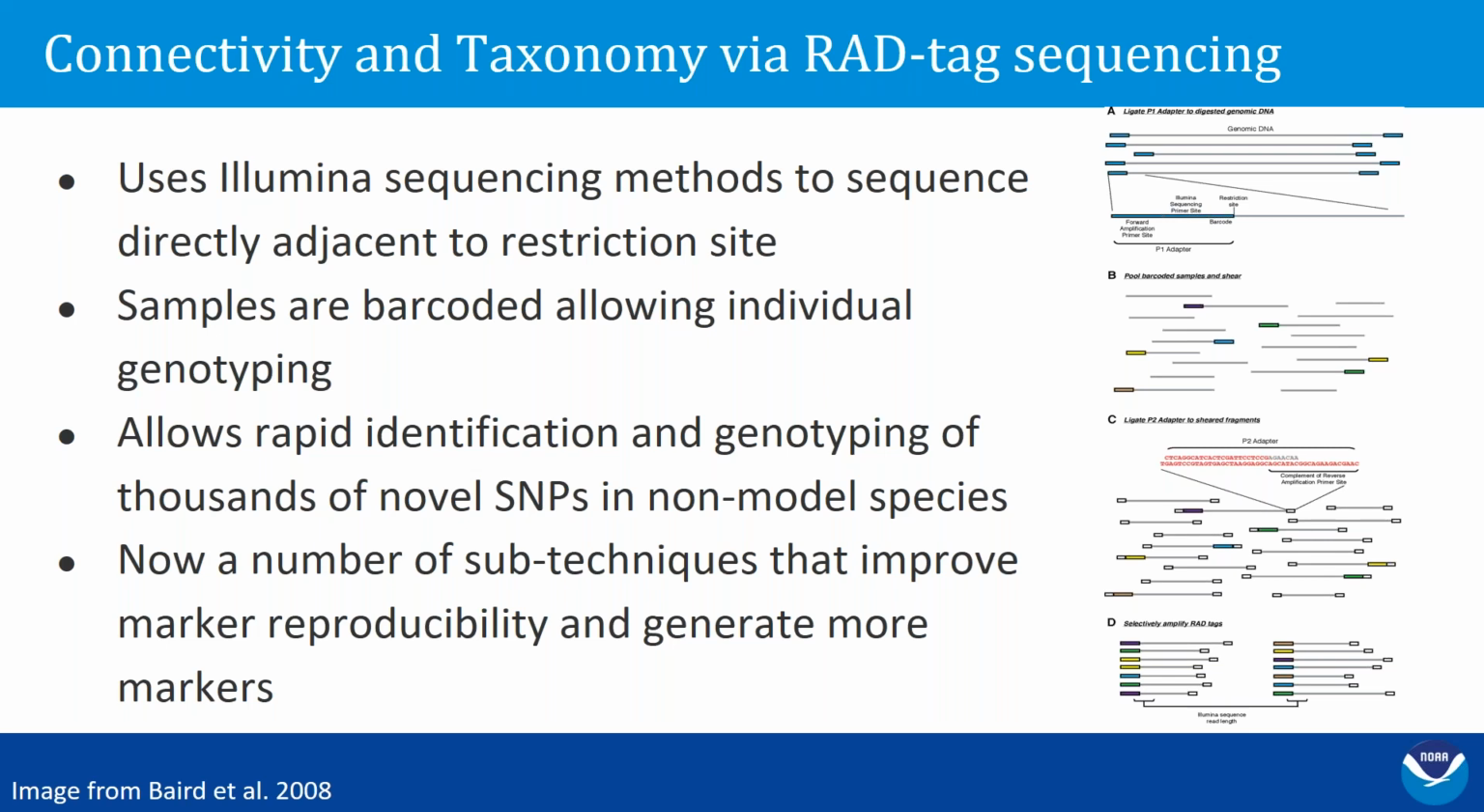Each of the samples we run are barcoded, and this allows us to run hundreds of individuals at a time and separate them out later bioinformatically. And this whole process allows the rapid identification and genotyping of thousands of novel single nucleotide polymorphisms, or SNPs, in non-model species such as octocorals. And there's now a number of sub-techniques to this technique that improve marker reproducibility and can generate hundreds to thousands of additional markers.